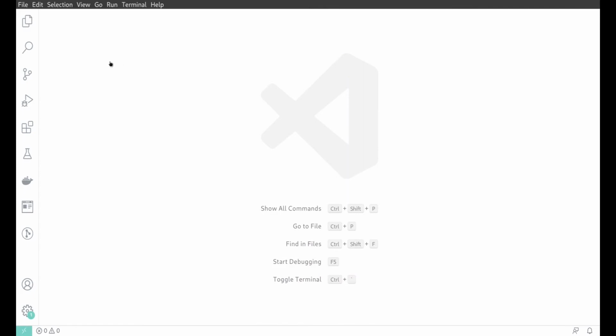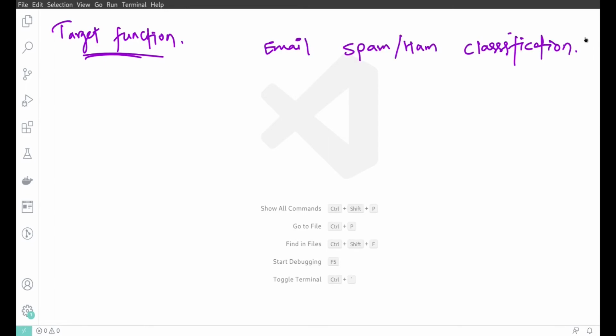Now let us understand what a target function is. This is related to machine learning. Let us just take an example of email spam and ham classification. As you see, whatever email you get from your email provider, if it is fine, then it goes to the inbox. If it is some sort of spam, then it goes in the spam folder.